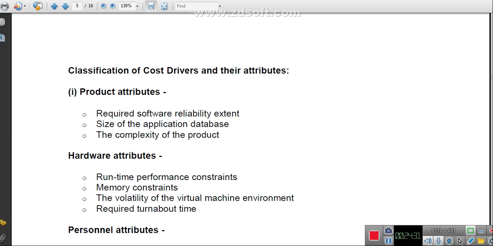अभी प्रोडक्ट एट्रीब्यूट कौन सा है? रिक्वायर्ड सॉफ्टवेयर रिलायबिलिटी एक्सटेंट, साइज ऑफ दैट पर्टिकुलर एप्लीकेशन डेटाबेस. डेटाबेस की साइज कितनी है? अगर डेटाबेस बहुत बड़ा होगा तो एक्चुअली उसका एफर्ट्स बढ़ेगा, उसकी कॉस्ट भी बढ़ेगी, है क्या नहीं. कॉम्प्लेक्सिटी, कितना कॉम्प्लेक्स है आपका पर्टिकुलर प्रोजेक्ट या सॉफ्टवेयर. अगर सॉफ्टवेयर आपका बहुत कॉम्प्लेक्स है, एट दैट टाइम आल्सो यू कैन से the efforts required to complete that particular project also high, the time required to complete that particular project is also high. So you have to focus on this type of particular attribute, that is product attribute.